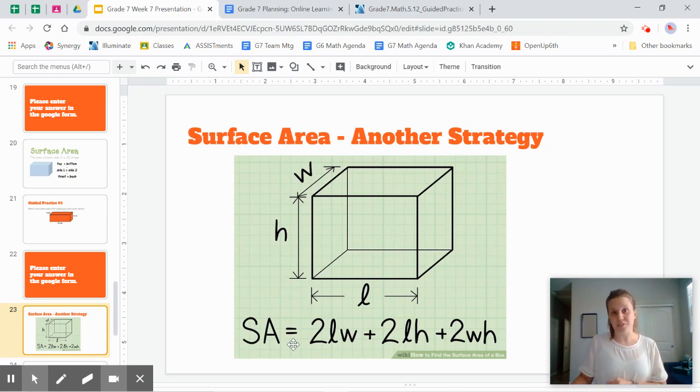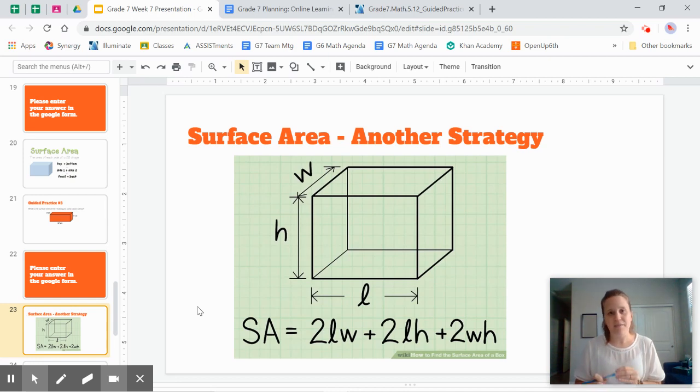This is the formula for surface area of a rectangular prism. It only works to find the surface area of a rectangular prism, okay? And that's all we're doing today. So this is the formula you can use: 2 times length times width plus 2 times length times height plus 2 times width times height, okay? You can use that formula whenever you want to find the surface area of a complete rectangular prism.